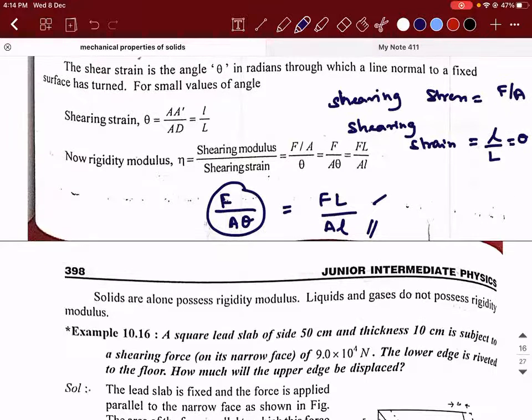So as I told you, modulus of rigidity, rigid substances are solids. So solids alone possess modulus of rigidity. Liquids and gases do not possess any rigidity modulus.